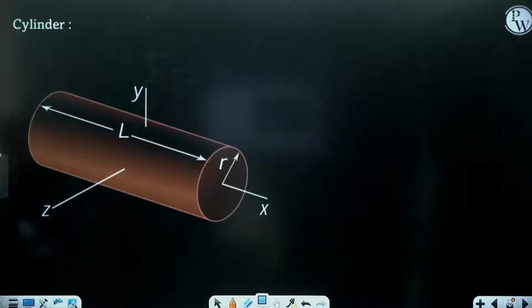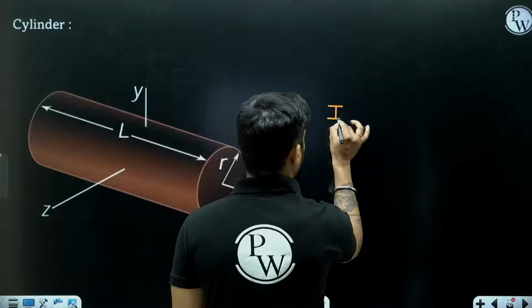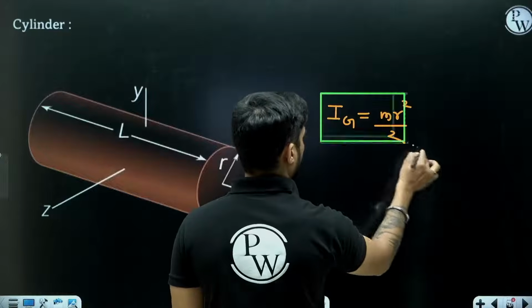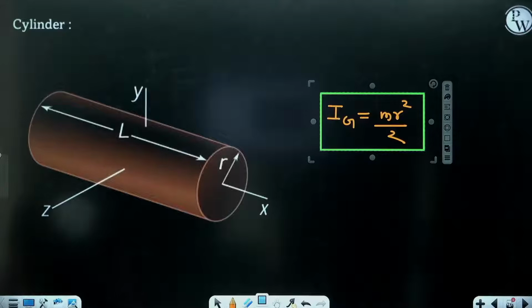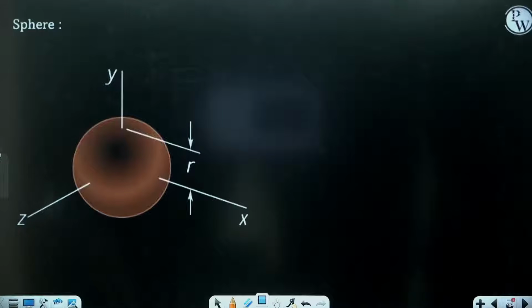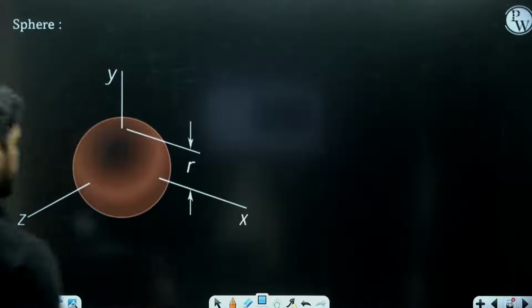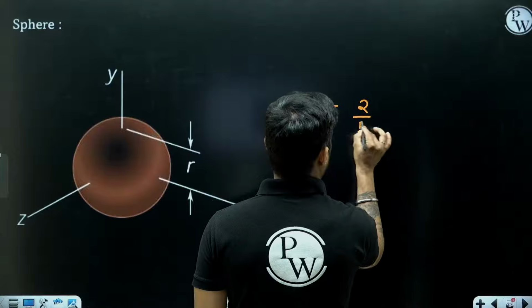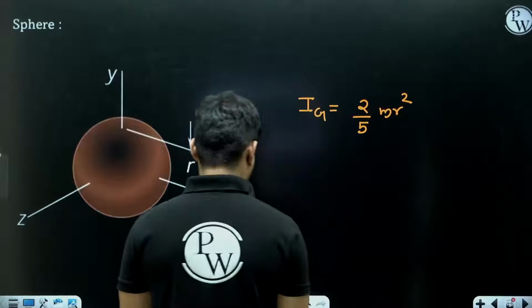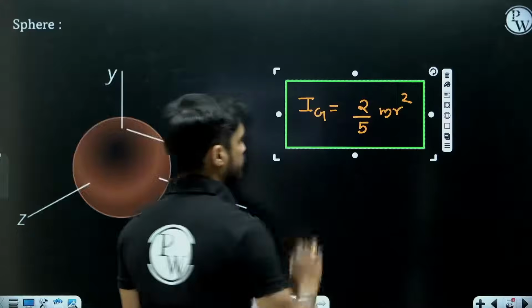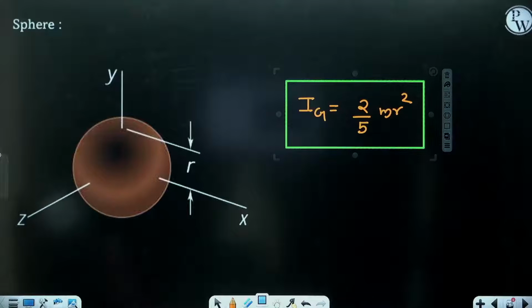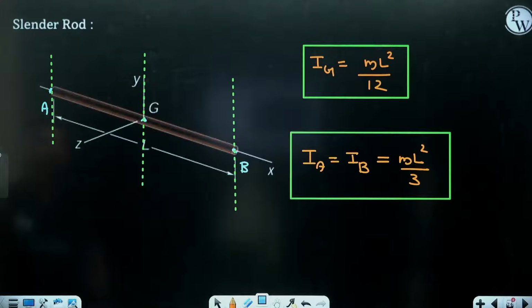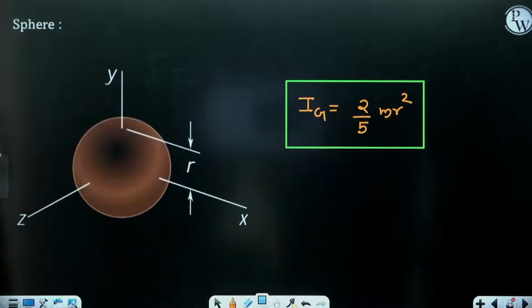In case of cylinder also, mass moment of inertia is the same, mr square by 2. You have to remember all these formulas. Okay. In case of sphere, mass moment of inertia is 2 by 5 mr square. Okay. So usually you get questions from these bodies only. Okay. Slender rod, thin disc, cylinder and sphere.